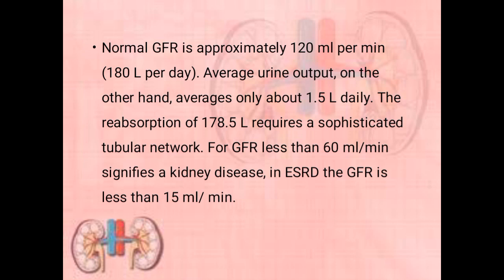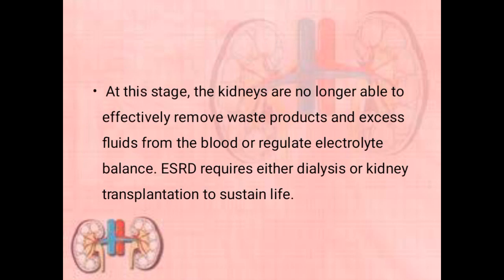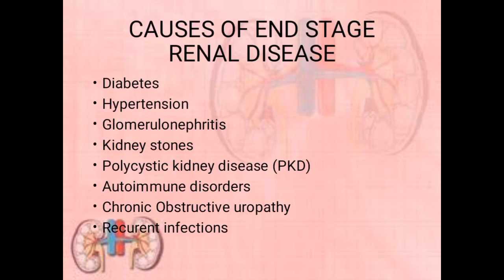A glomerular filtration rate of less than 60 mL per minute signifies kidney disease, of course. In end-stage renal disease, the GFR is less than 15 mL per minute. At this stage, the kidneys are no longer able to effectively remove waste products and excess fluids from the blood or regulate electrolyte balance. End-stage renal disease requires either dialysis or kidney transplantation to sustain life.